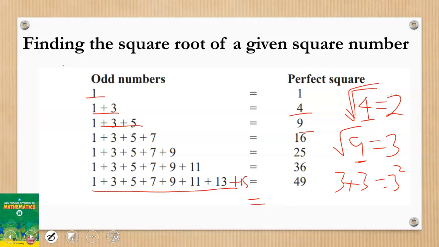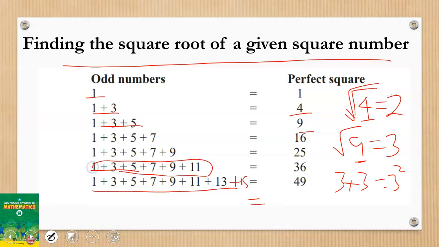Good. Now, how do we find square root of a given square number? We've realized that if we add consecutive odd numbers, we always generate a perfect square number. And so if I want to take the square root of a perfect square number, for example, I want to take the square root of 36, I can continuously subtract odd numbers from 36.